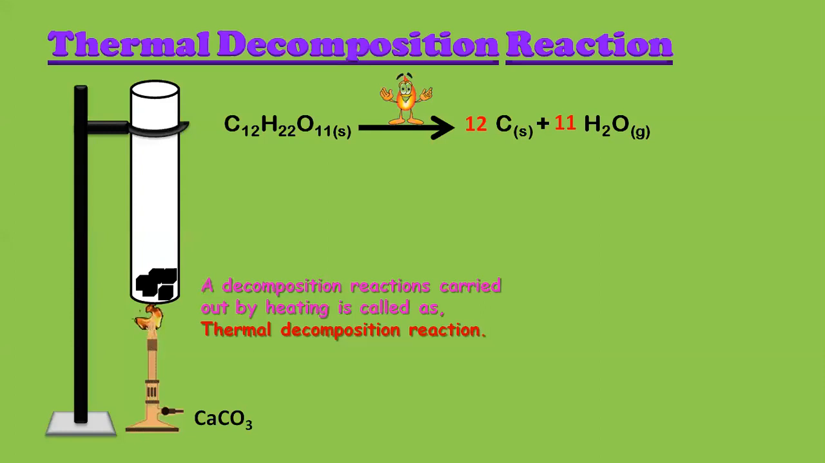One more hint here. Whenever we have carbonate in the reactant, in the product always one gas will be given out, which is called carbon dioxide. The gas which is given out is called carbon dioxide. Let us see. Calcium carbonate on heating gets decomposed into calcium oxide and carbon dioxide gas gets liberated. So this is our second example for thermal decomposition reaction.